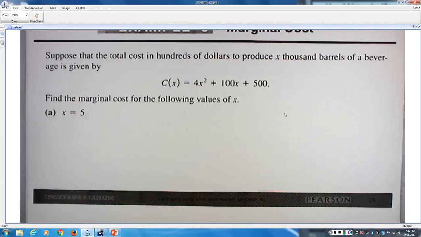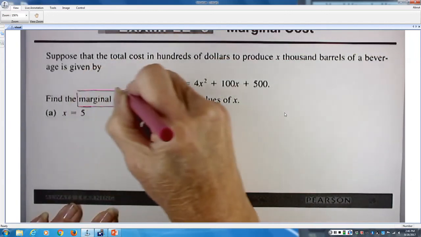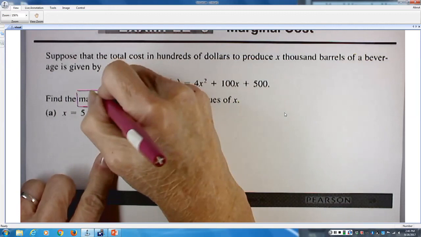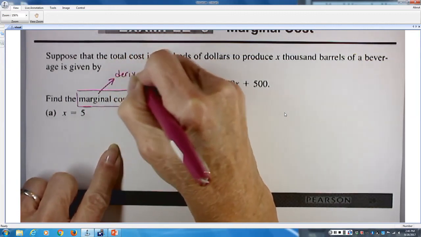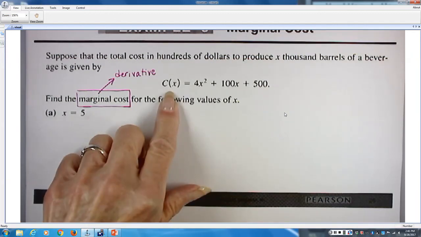Suppose the total cost in hundreds of dollars to produce x thousand barrels of a beverage is given by C of x equals 4x squared plus 100x plus 500. Find the marginal cost. How would I go about finding the marginal cost? Well, take the derivative, because that word marginal says you're looking for a derivative. So I need C prime.